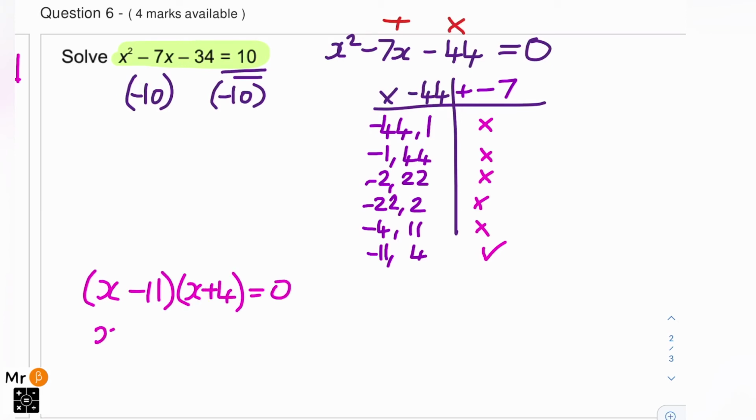We can now solve, making each bracket equal to 0 and getting our two solutions.